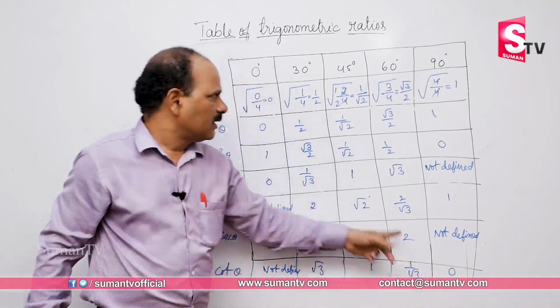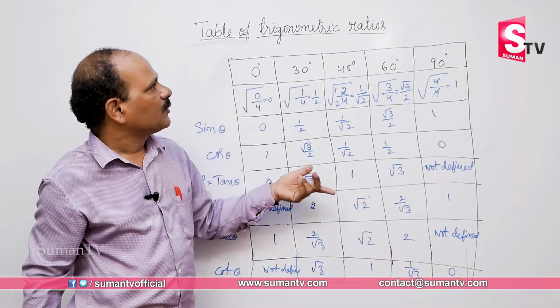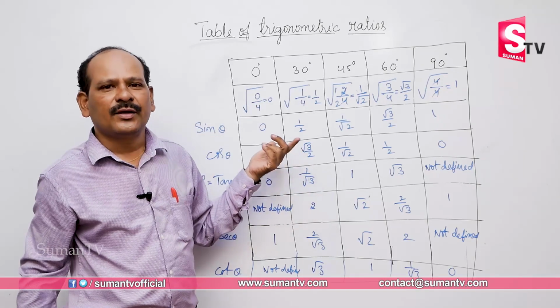Like this, you can form the trigonometrical table within 5 to 6 minutes.